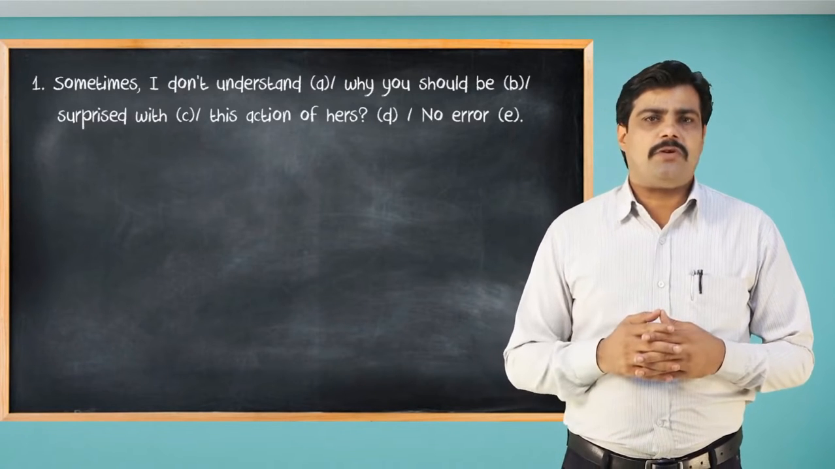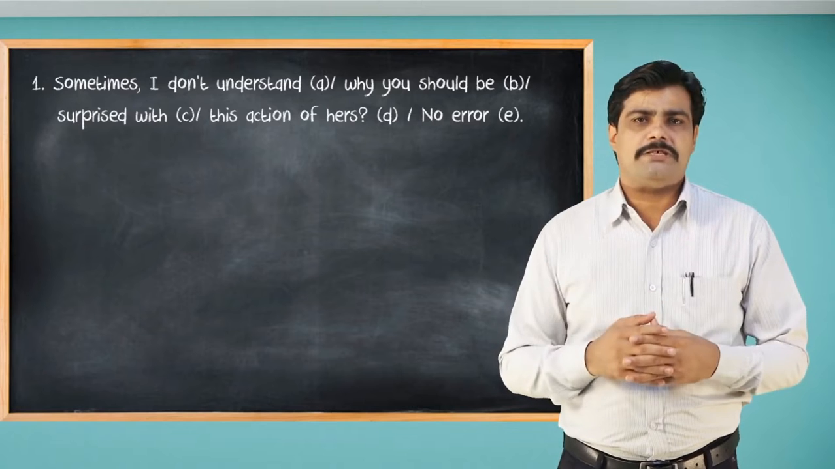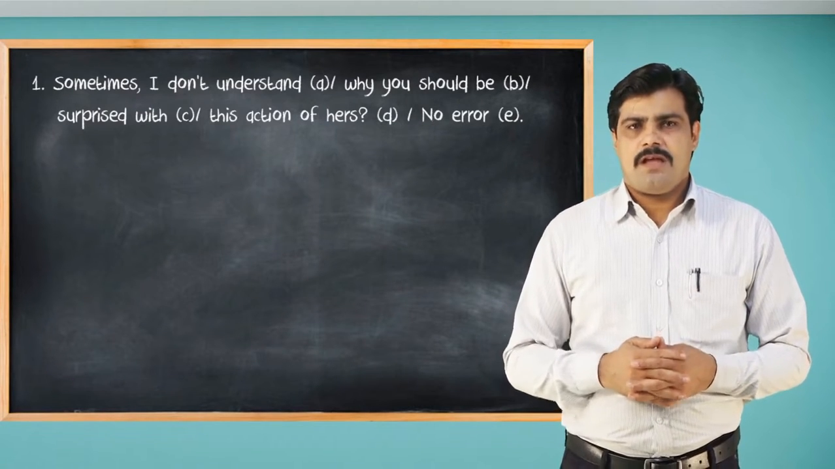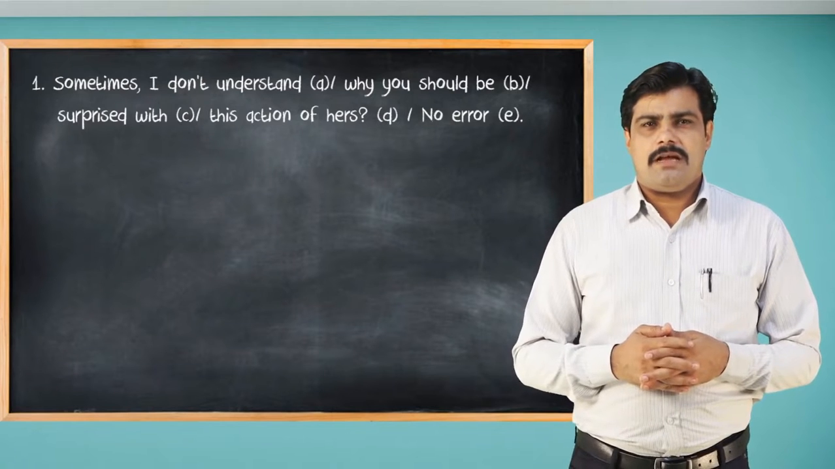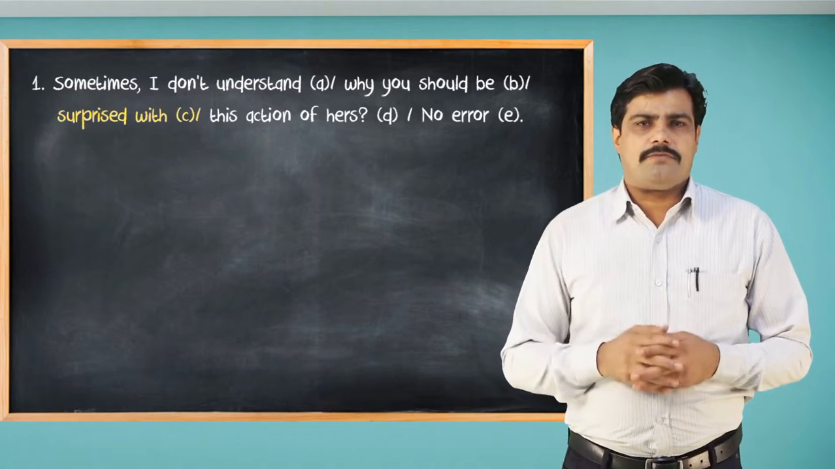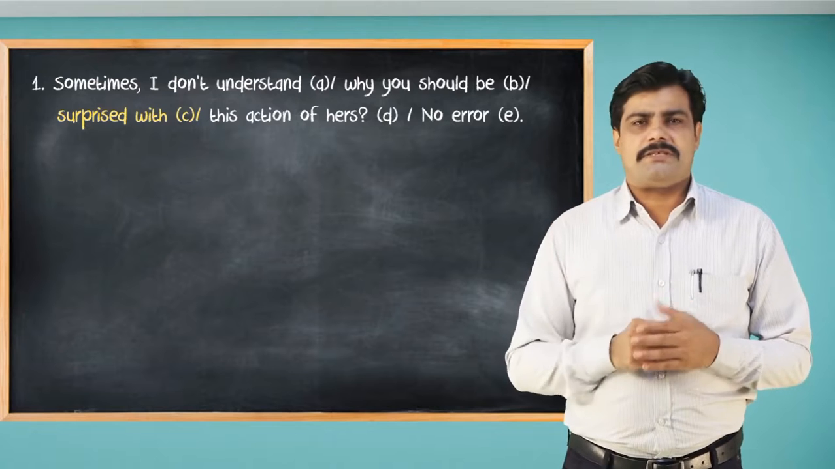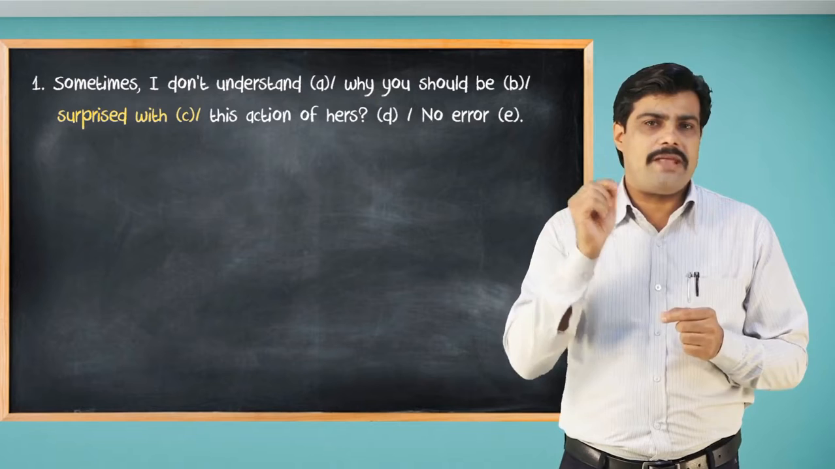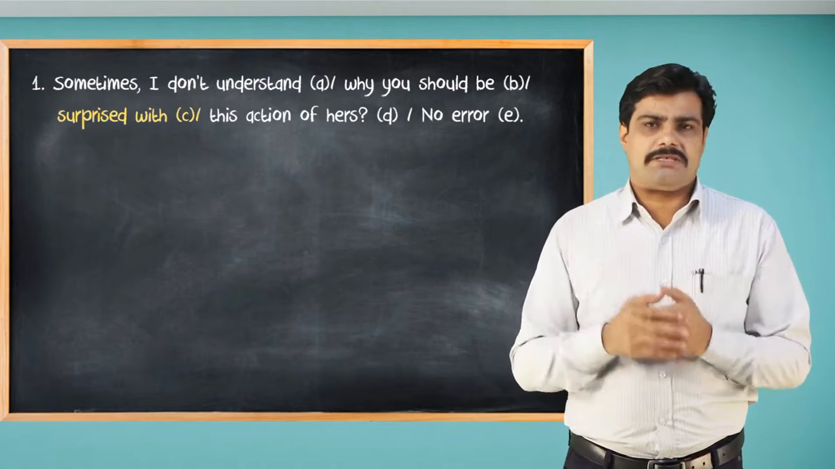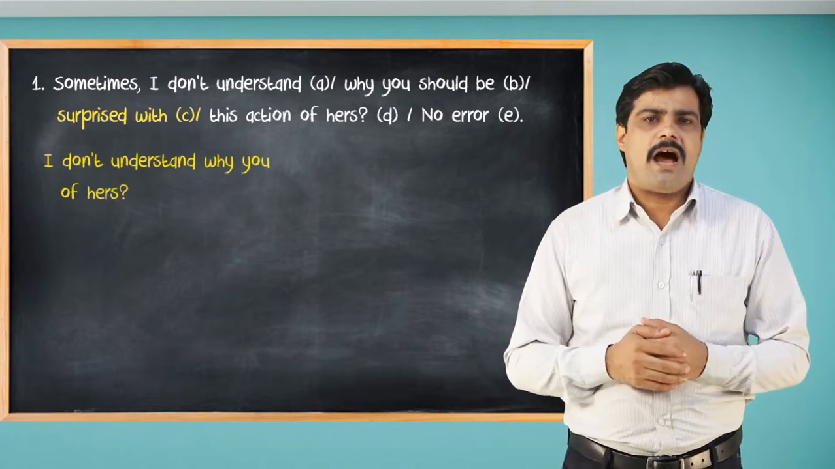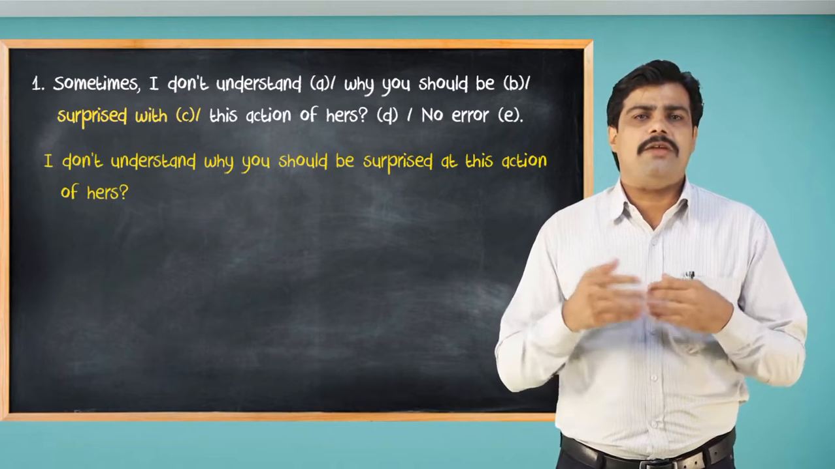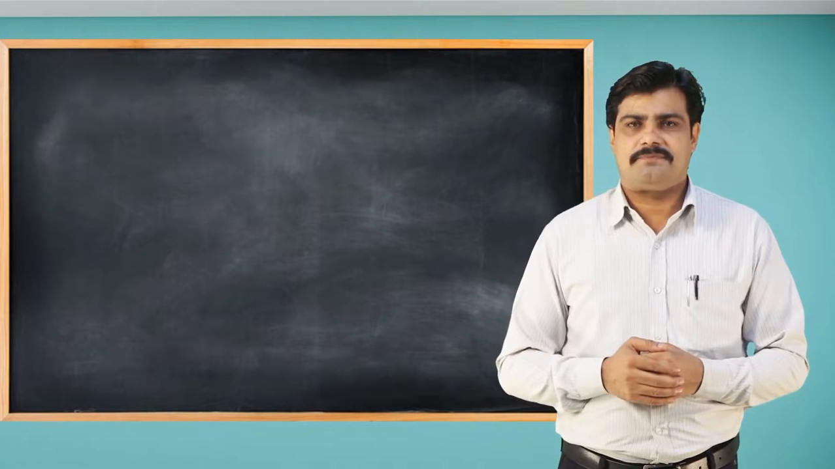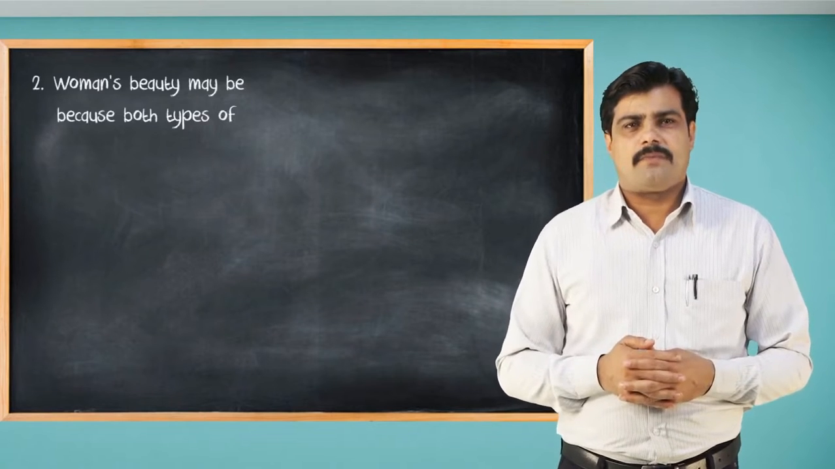Let's see the first one. I sometimes don't understand why you should be surprised with this action of hers. Now in this sentence, part C is wrong because the verb surprise takes the preposition at and not with. So replace and say the sentence, I don't understand why you should be surprised at this action of hers. Let's take the another one.